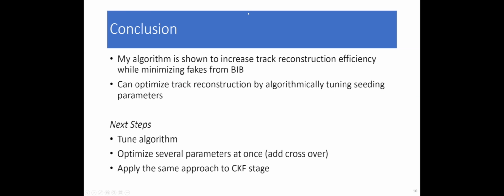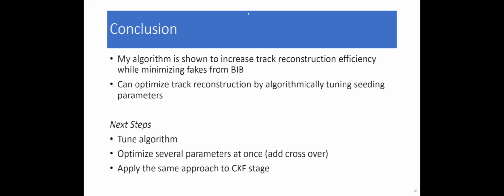So in conclusion, I've shown that my algorithm can increase track reconstruction efficiency while also minimizing the fakes from the beam-induced background. And I've also shown, in theory, this could be used for other parameters to do the same thing.